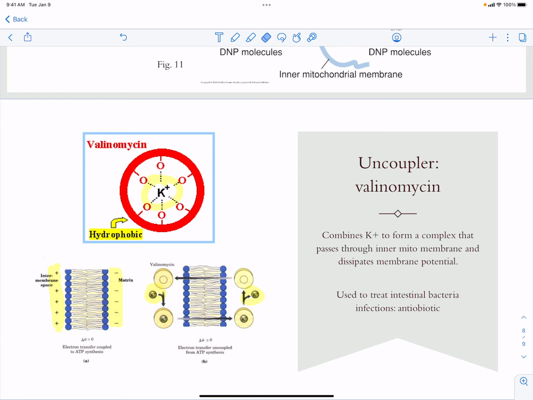Valinomycin is an antibiotic, and so as we know, microbes also do the electron transport chain, and it's a treatment for that.